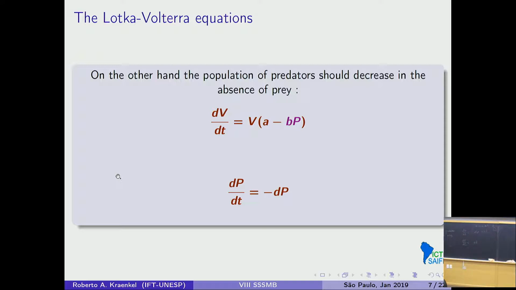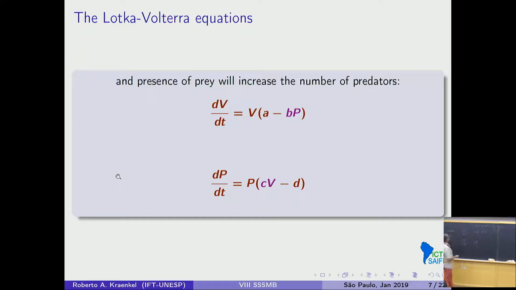Now, in the presence of the prey, the predator gets benefits. So let's say that the death rate will decrease. The death rate D goes to D minus some C times V, which will give you, at the end, P times (CV minus D). And this is the system of equations called the Lotka-Volterra system of equations. Two equations, two unknowns. It's well formulated. In order to obtain solutions, we have to give initial conditions.